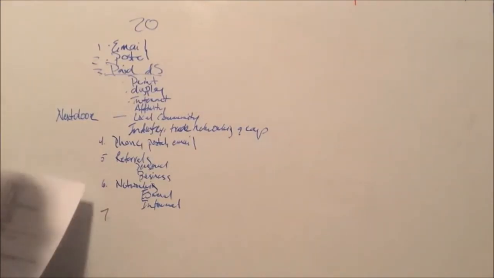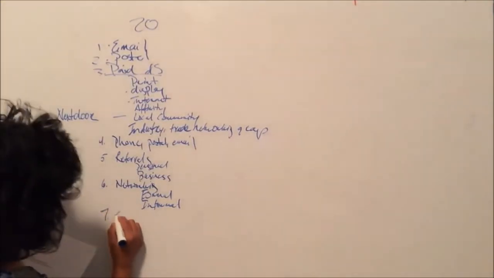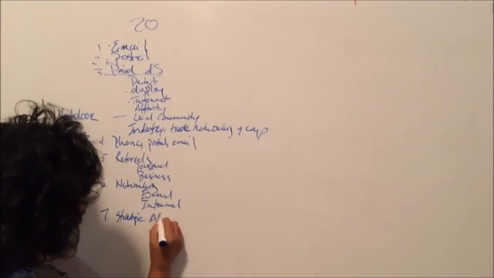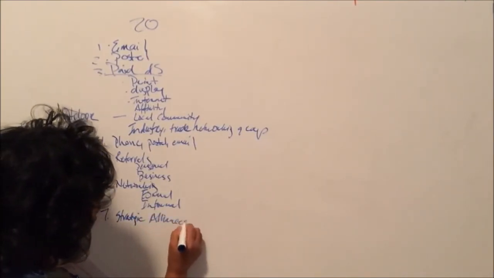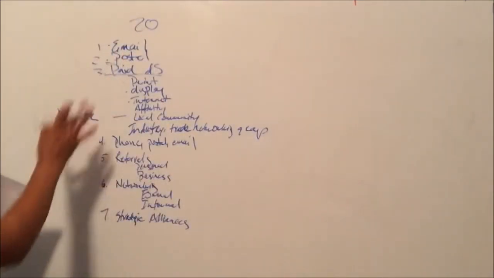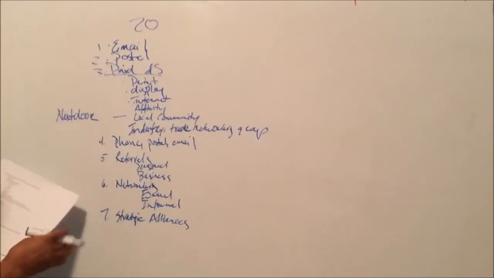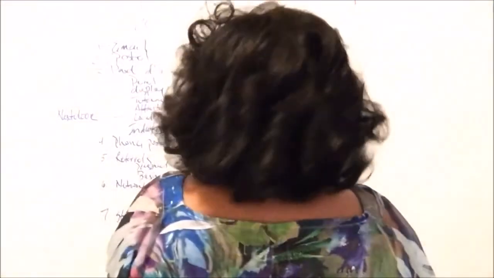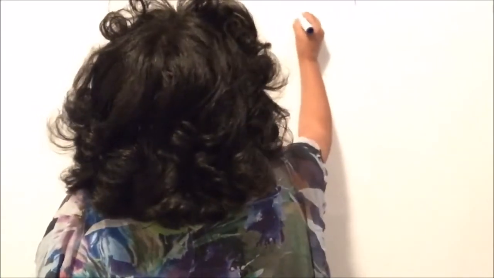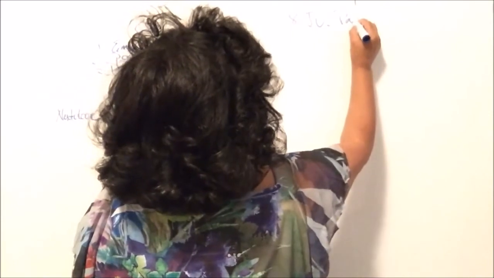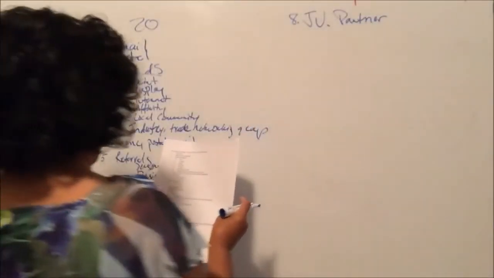Okay, this is getting down kind of low, so I'm going to go over to the other side. Strategic alliances. This one is huge, so I'm not going to spend a lot of time on it right now. The purpose of today is really to just list the 20 and to get your brain sort of going, and then in another video I'll go into more detail on some of these, okay? Then we have number 8 here is joint venture partnerships. Similar to strategic alliances, but a bit different.